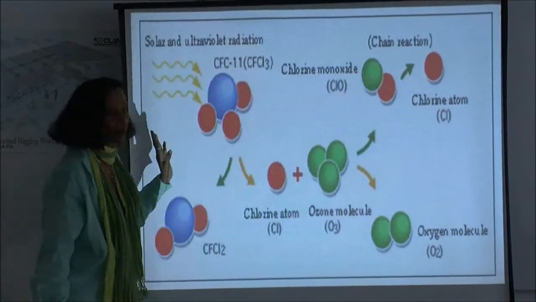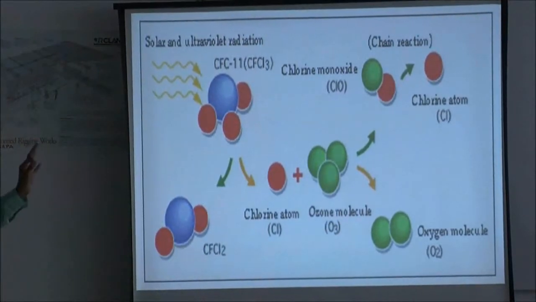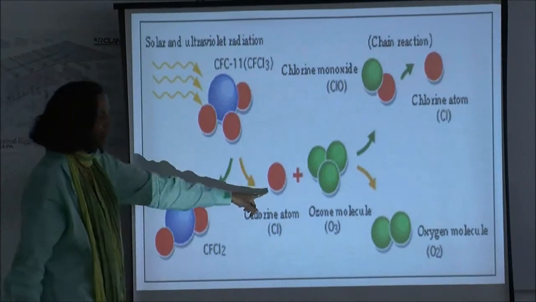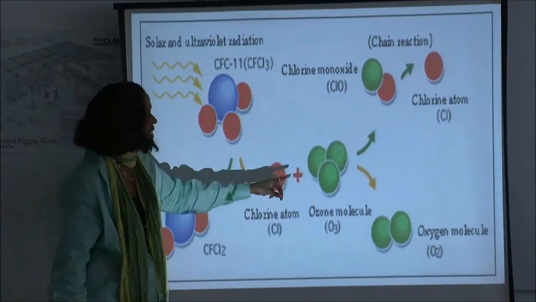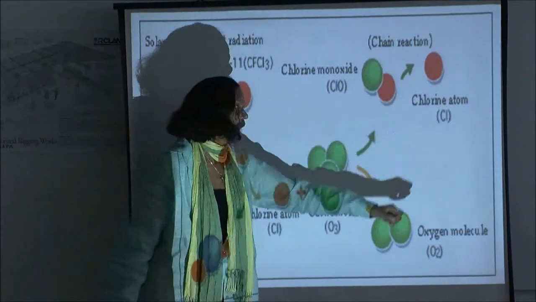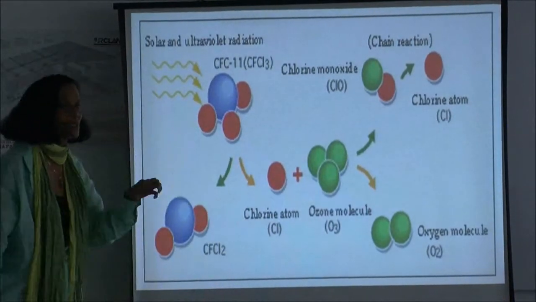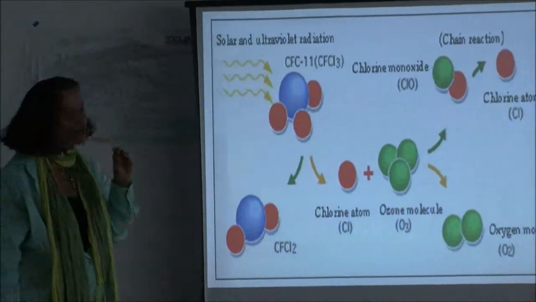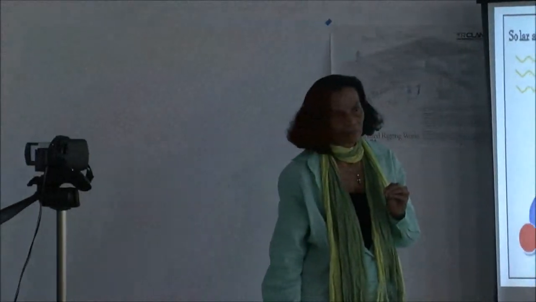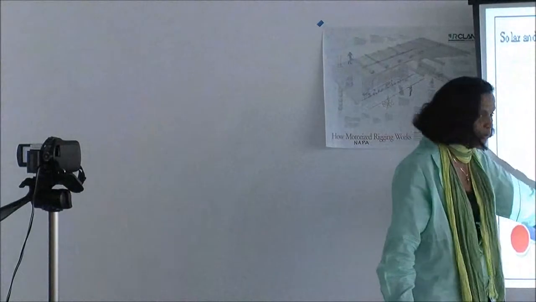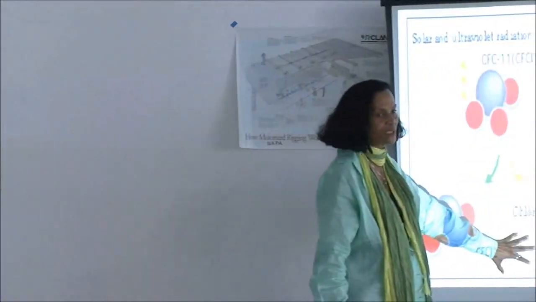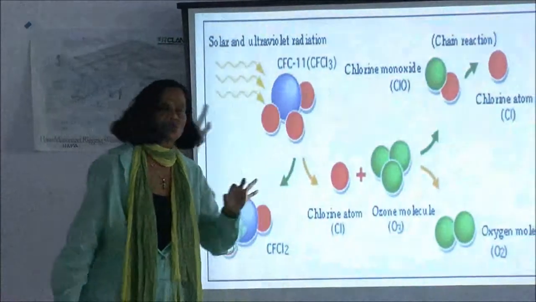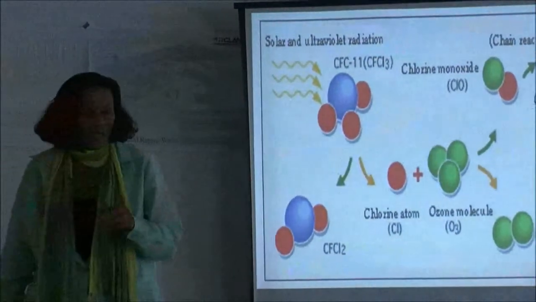So what is important here is that this is a chain reaction, in that the very thing that initiates the reaction is regenerated. And when it is regenerated, it means it's free to repeat that process. So it means that for very, very few molecules or atoms of pollutant, you can get a lot of the ozone layer destroyed.